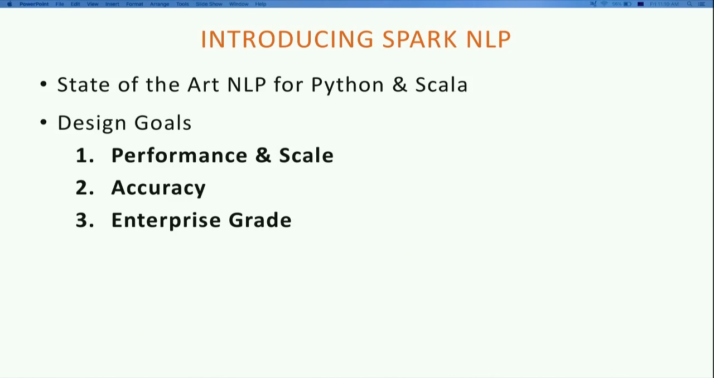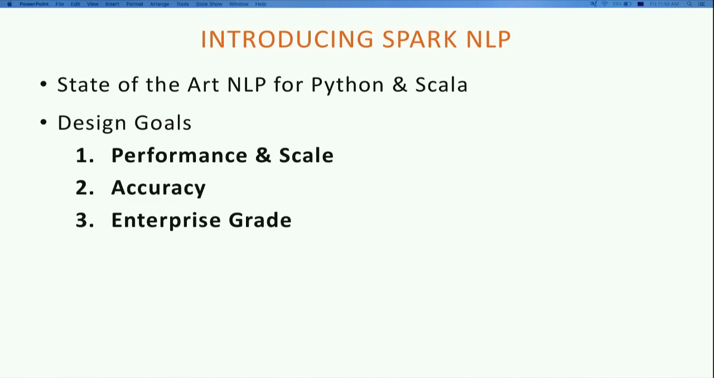What we're going to talk about is a library called Spark NLP, which is an open source library, which we started a couple of years ago. The goal of the library when we started was really to provide state-of-the-art NLP to the open source community for Python and for Scala. And it's been fairly successful in terms of actual use and now production use and building a community and so on.